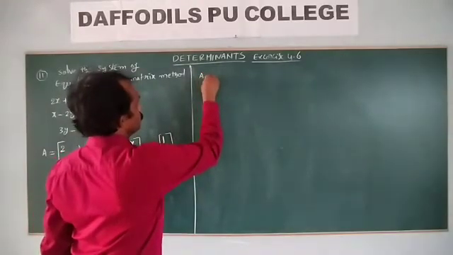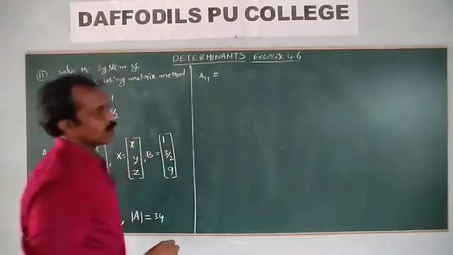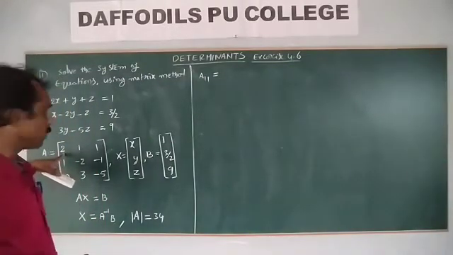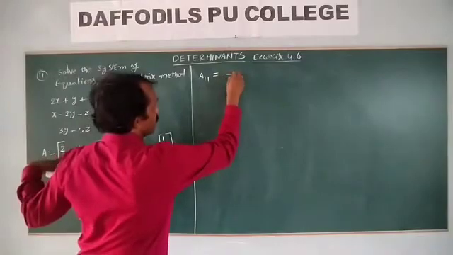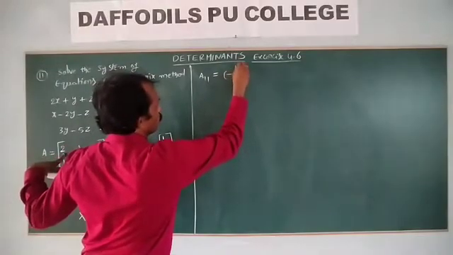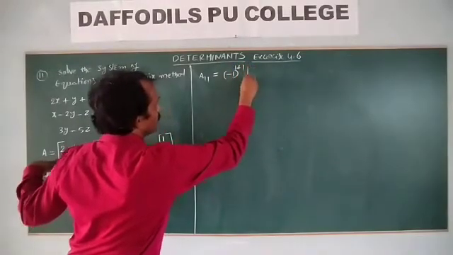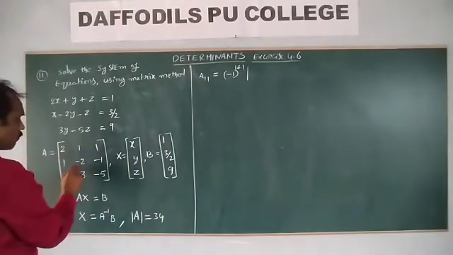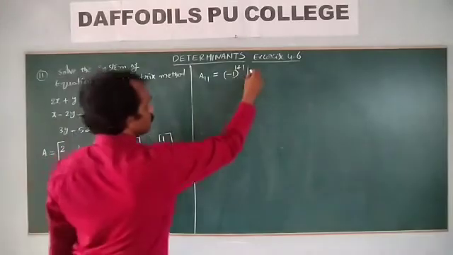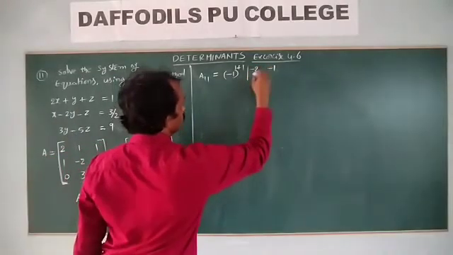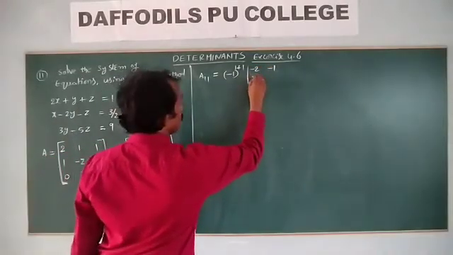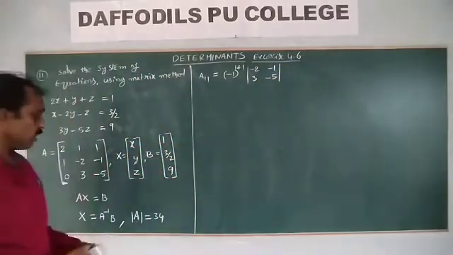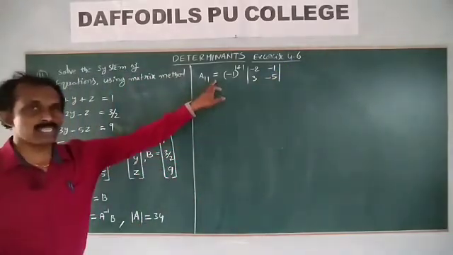A11. A11 is equal to the first element's cofactor: minus 1 to the power of 1 plus 1, times its minor. What is its minor? Deleting this row and this column, we get minus 2, minus 1, 3, minus 1. So after finding the determinant, continue the steps.